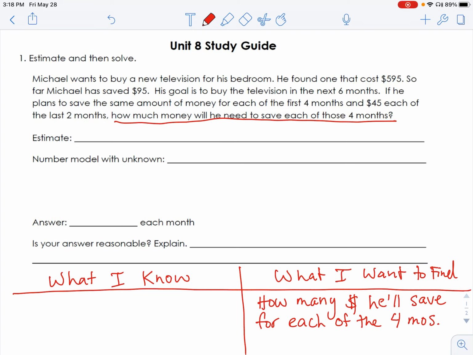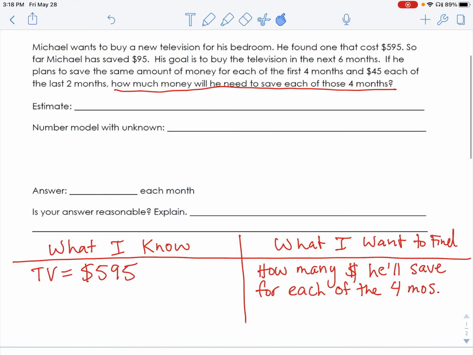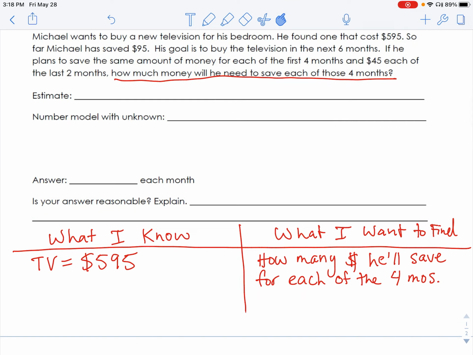Now let's look back and think about some things that we know. What do we know already? Pause the video and make a list of everything you know just from reading the problem. Okay, so here's some things I had on my list. I know that the TV cost $595. I also know that he already saved $95. So he has $95.